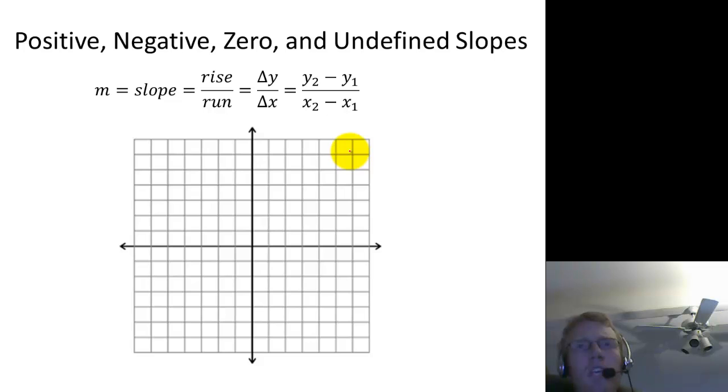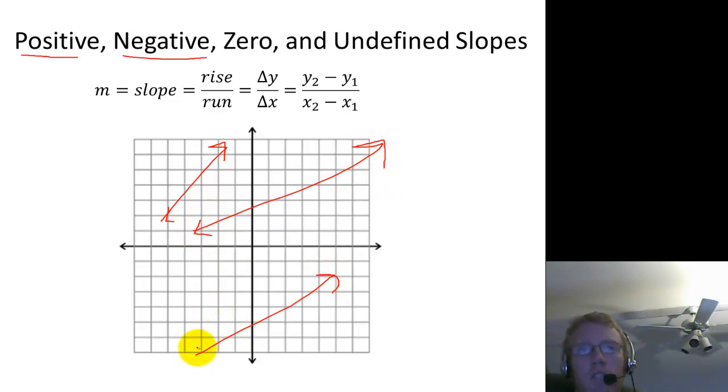Okay. Very last thing is trying to understand and identify the different types of slope. So positive slope means you're going uphill. So this line right here has a positive slope. This line right here has a positive slope. This line right here has a positive slope. Because when you look left to right, they're going uphill.